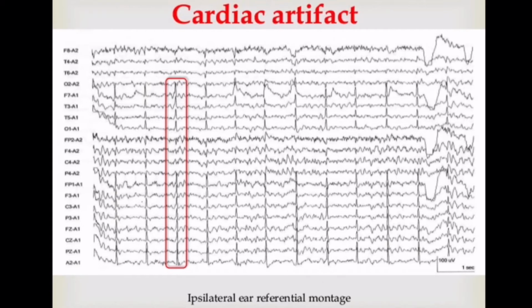So usually there's going to be an EKG channel at the bottom of the page, but there's not on this one. You're going to be able to line up the EKG signal with these spikes, and they're going to happen at the same exact time, and that's going to be your clue that, oh, this is just coming from the heart and it's bleeding into the EEG signal.